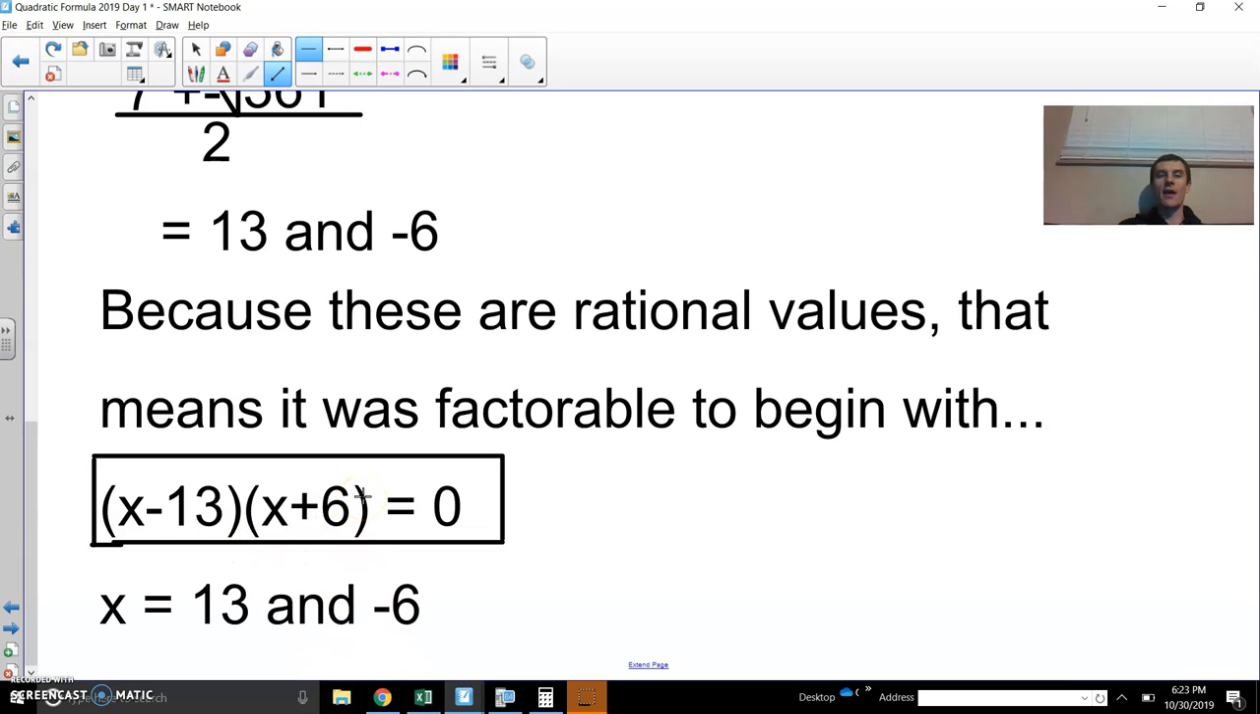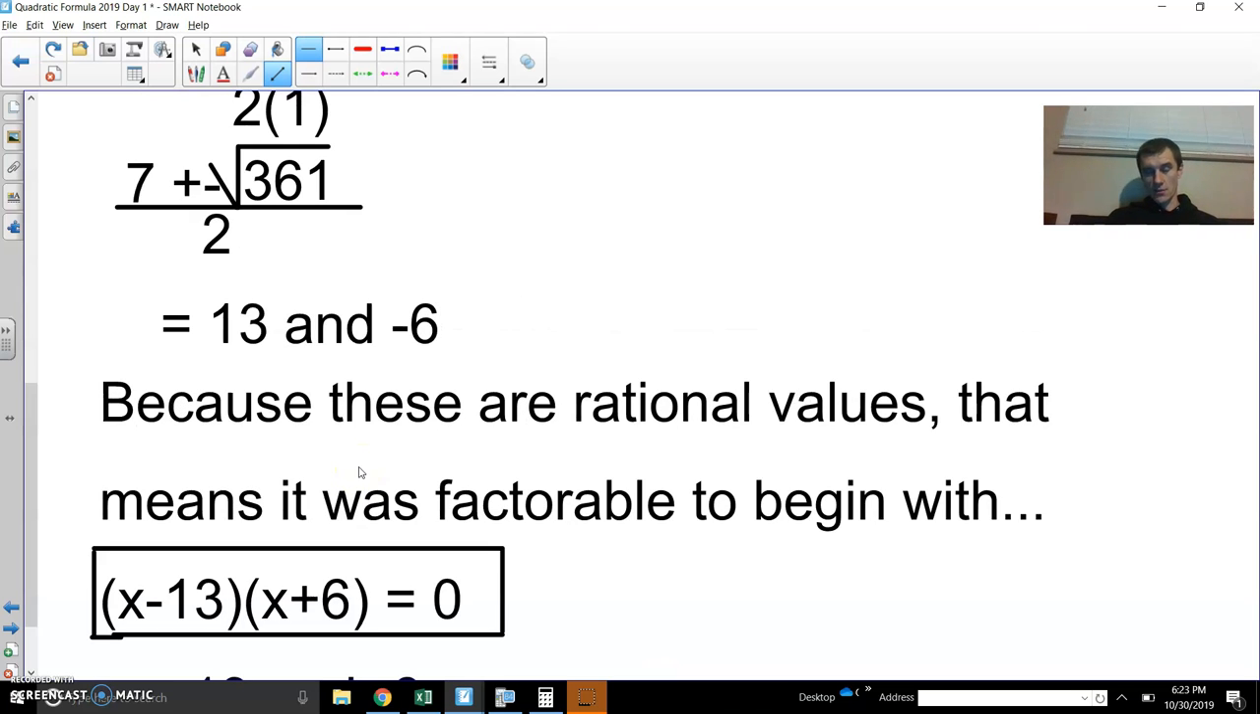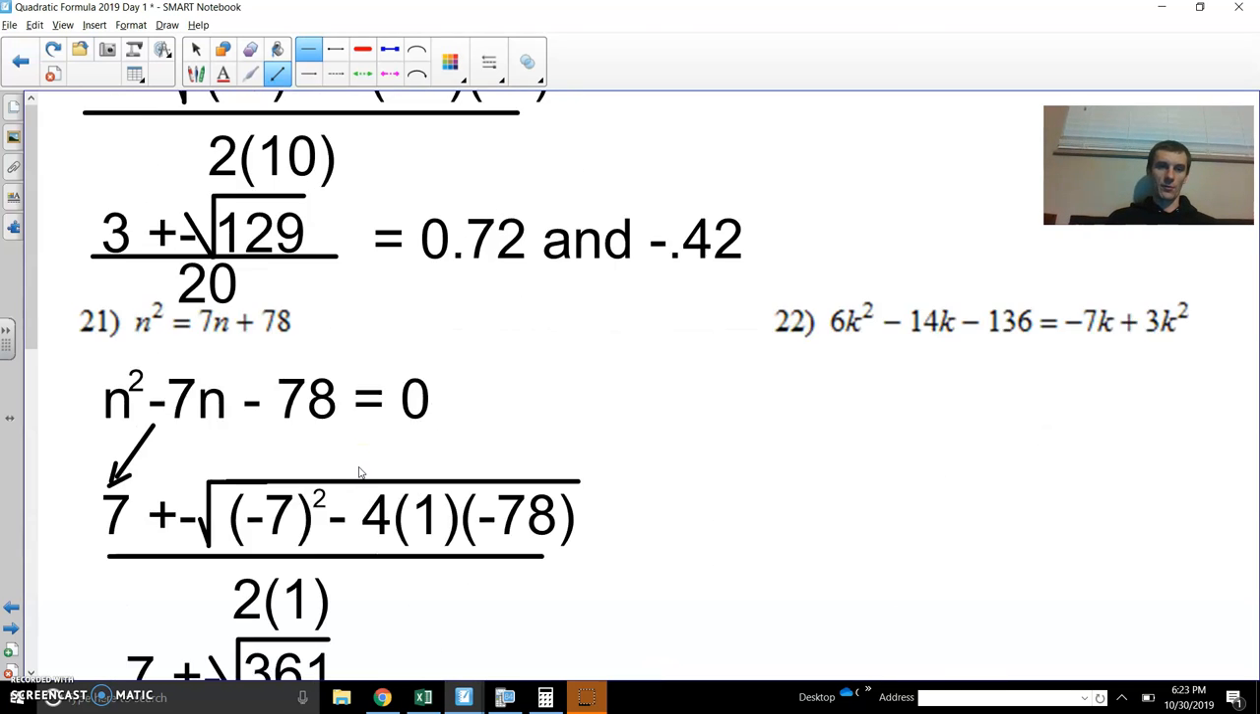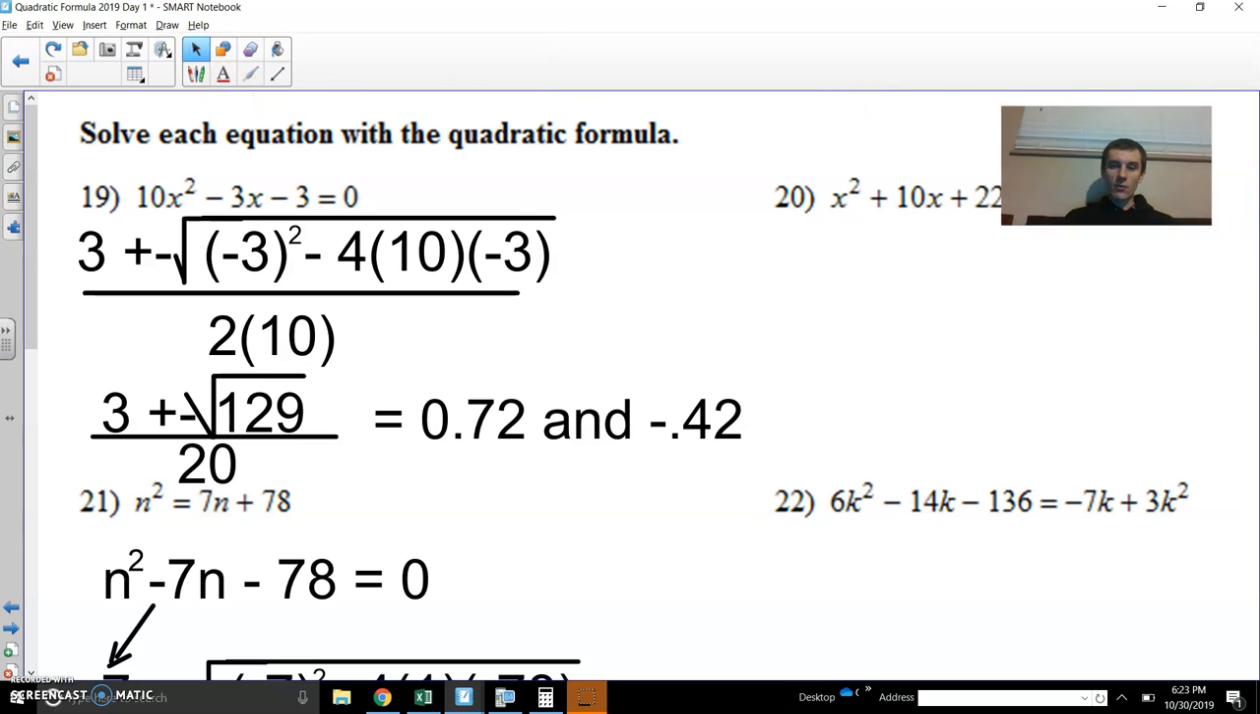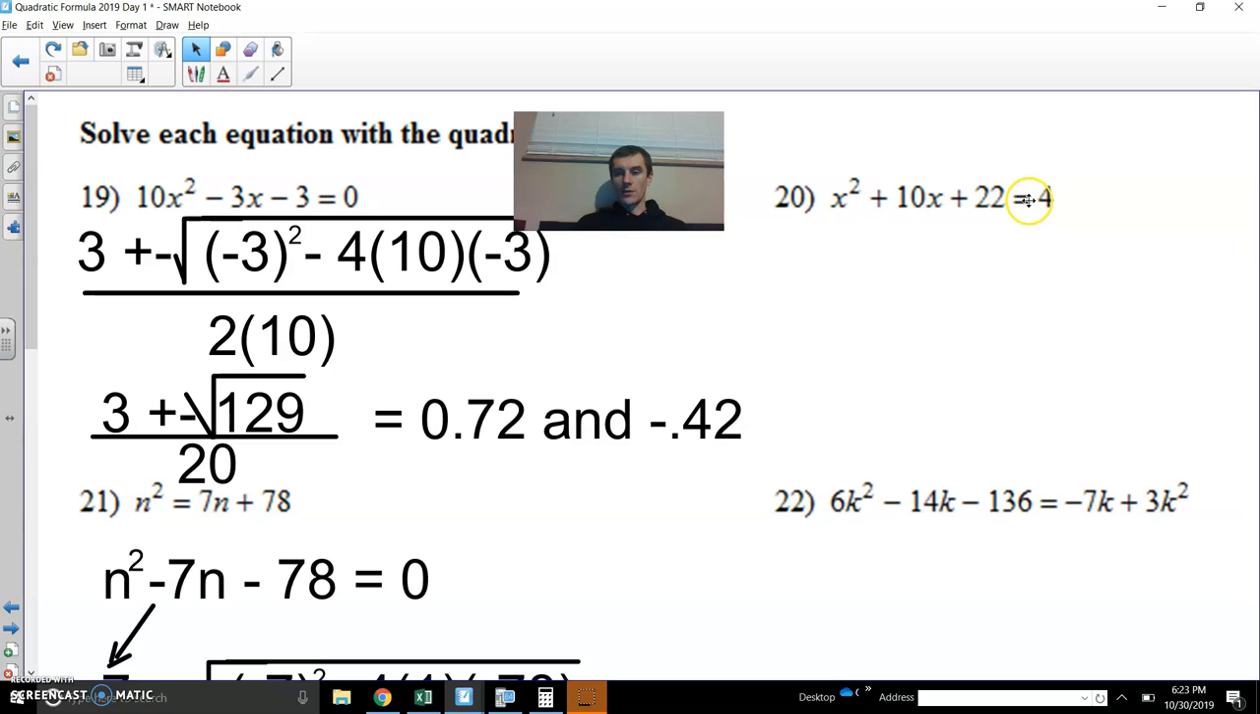So just know that factoring is a faster way once that skill is established, but the quadratic formula will always yield the correct answer. So some students just really master this formula and they're really quick with it also. So I'm going to give you guys 20 and 22 to show me what you got.